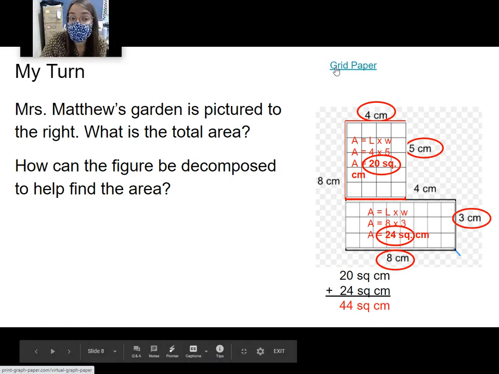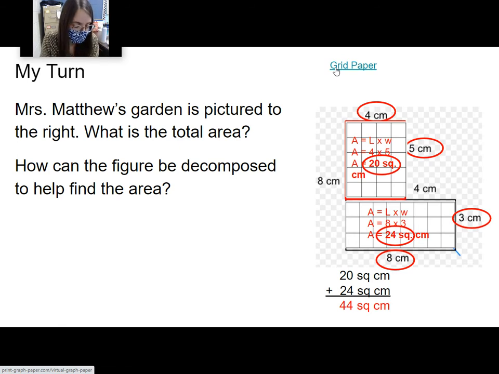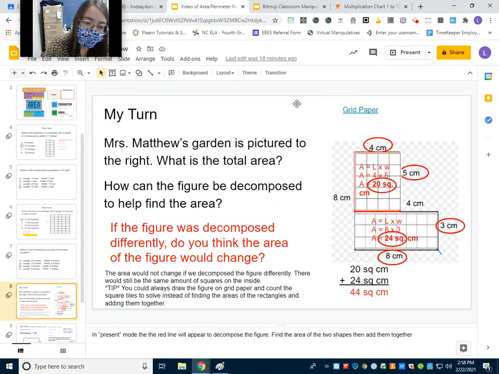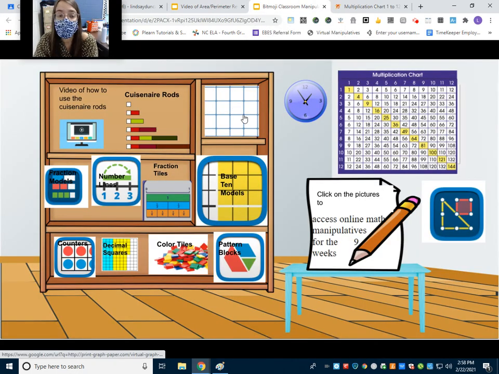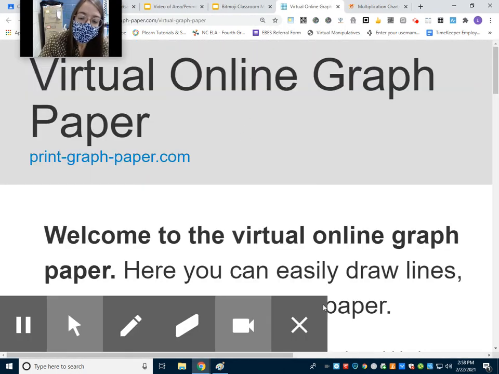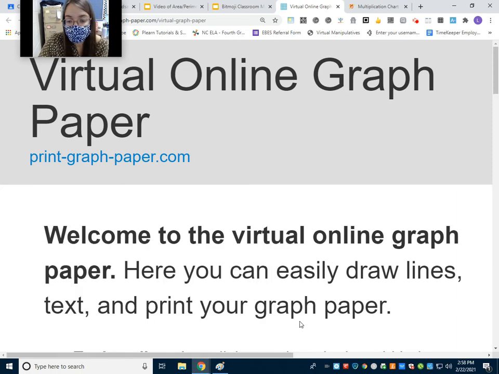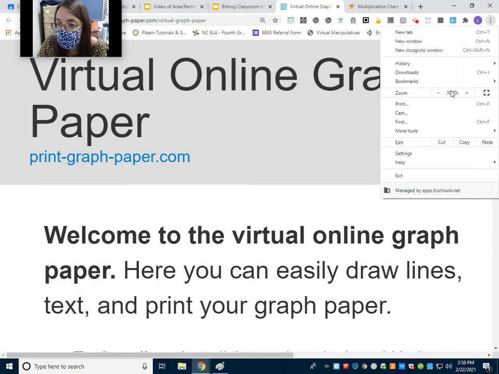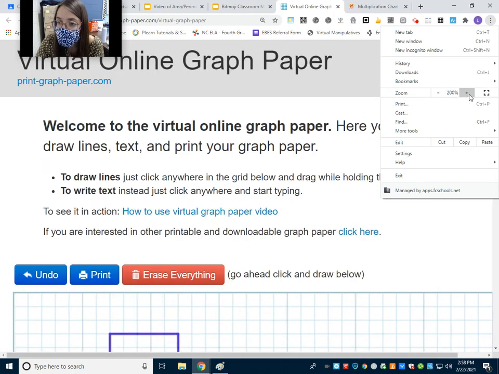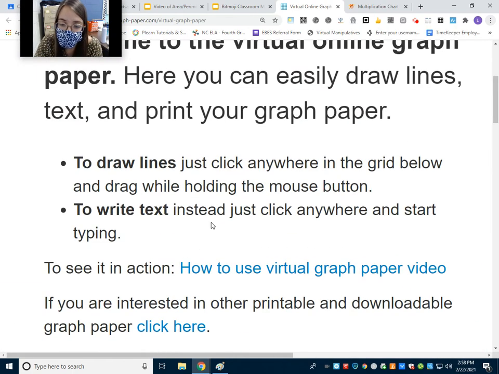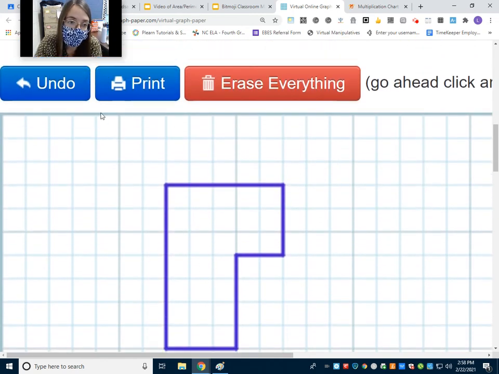And the final way is to create it on grid paper. So I'm actually going to go to my virtual manipulative to show you that you have your grid paper always right here. And now you see it looks really big on my screen, right? Well, that's because I've zoomed it in. I have it zoomed in to 300%. You can zoom it in to 300% and then you can really see it up close.